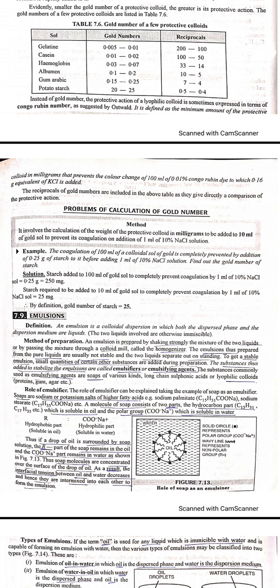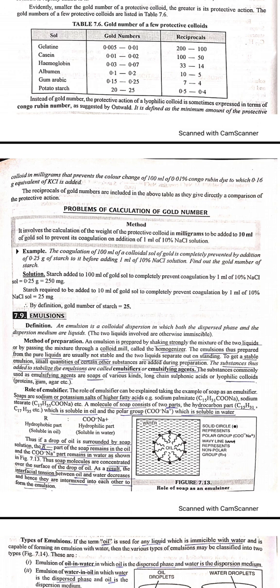Emulsions, definition: an emulsion is a colloidal dispersion in which both the dispersed phase and the dispersion medium are liquids. Now, method of preparation: an emulsion is prepared by shaking strongly the mixture of the two liquids, or by passing the mixture through a colloid mill called the homogenizer. The emulsions thus prepared from pure liquids are usually not stable, and the two liquids separate out on standing. To get a stable emulsion, small quantities of certain other substances are added during preparation. The substances added to stabilize the emulsions are called emulsifiers or emulsifying agents.